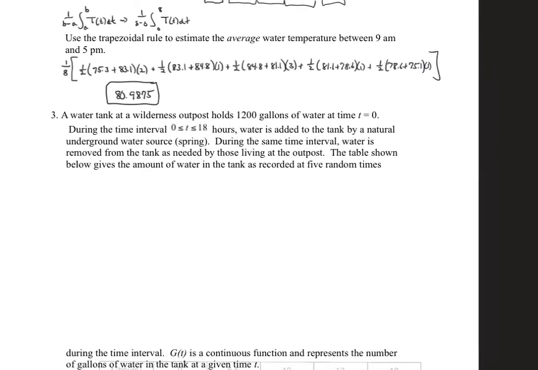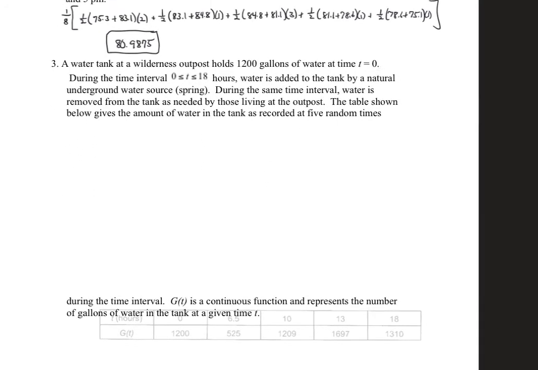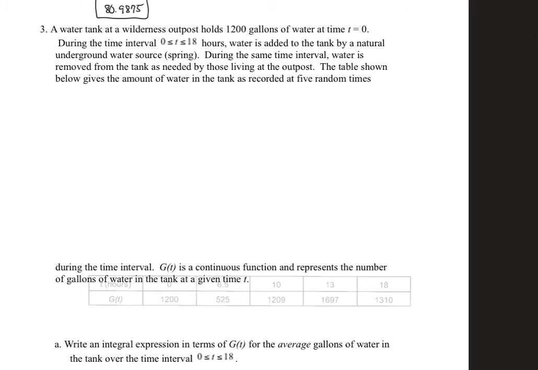Okay, I'm going to scroll up a bit. Now here's where it gets a little goofy. I don't know why I copied this way, but let's read through it first. A water tank at a wilderness outpost holds 1,200 gallons of water at time 0. And so our G of 0, I believe, well, let's see. Let's read on. During the time interval from 0 to 18 hours, water is added to the tank by a natural underground water source, a spring. During the time interval, water is removed from the tank as needed by those living at the outpost. The table shown below gives the amount of water in the tank as recorded at 5 random times.